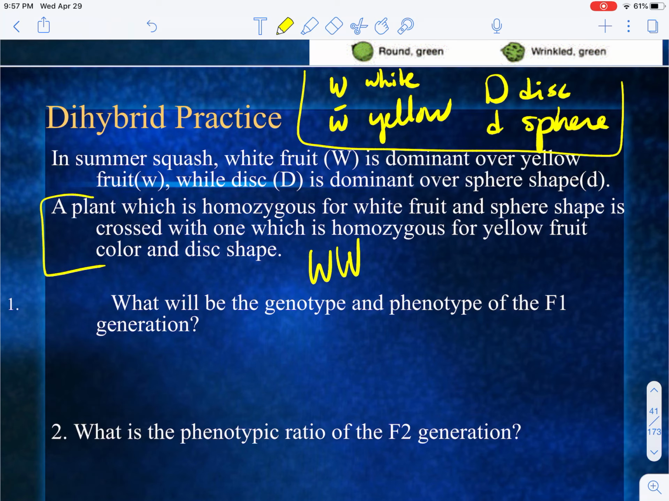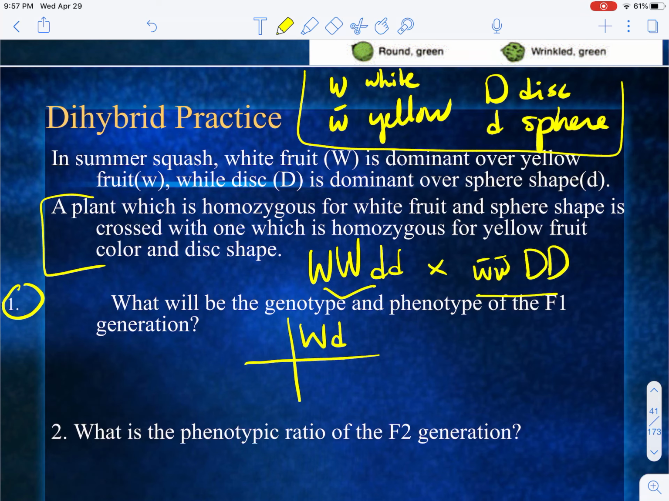So in this case, they're asking you about this individual that they describe. So if you read it, you will see that one of the individuals is homozygous white and homozygous sphere, and the other individual is yellow and it's disc shape. So those are the 2 that we're crossing for number 1.